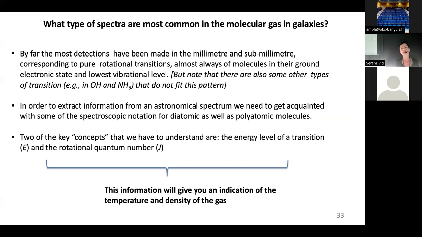But there are two concepts that you need to grasp in order to really understand molecular detections, molecular emission and absorption. These are the energy level of a transition, E, and the rotational quantum number, J. These two quantities give you an indication of the temperature and the density of the gas. So it's important to keep them in mind.